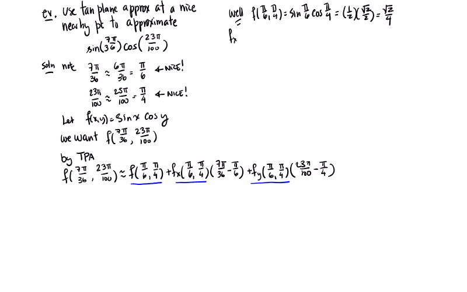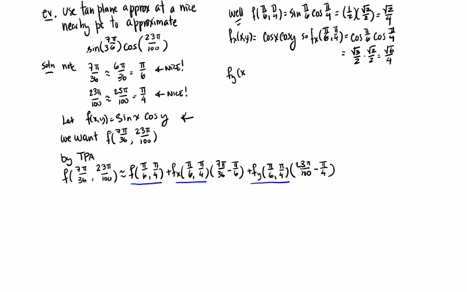And we find our derivatives, f sub x of x y, the derivative with respect to x. So it's a derivative of this thing just with respect to x. So y is treated as a constant. So this is cosine x cosine y. So f sub x of pi over 6, pi over 4 is cosine of pi over 6, cosine of pi over 4. Cosine of pi over 6 is root 3 over 2, times root 2 over 2 is root 6 over 4.